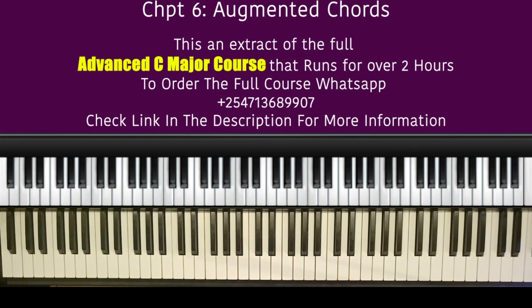Now this is our 6th part. It's going to be on augmented chords. So for those of you who have no idea what an augmented chord is, an augmented chord looks something like this. Now that's a C augmented chord. So assuming you start with the major chord, for you to get an augmented chord, you just sharpen the 5th. So you'll get something like this. Yeah? So it's the 1, the 3, and the sharp 5.